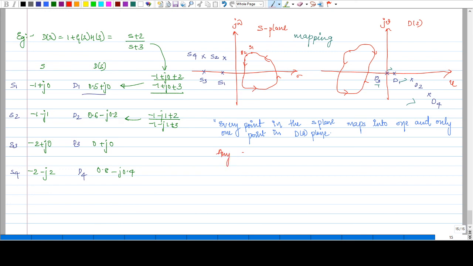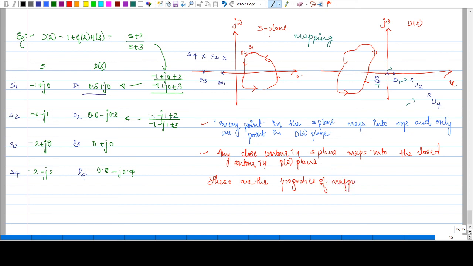So I can write: any closed contour in S plane maps into a closed contour in D of S plane. These are the properties of mapping.